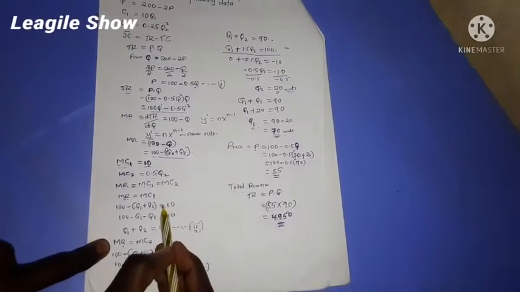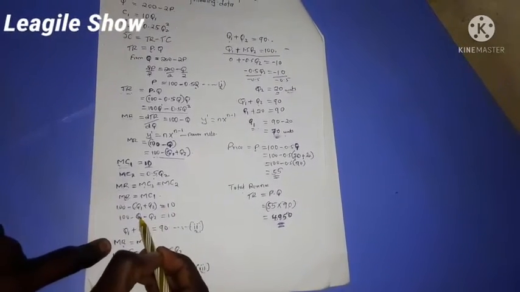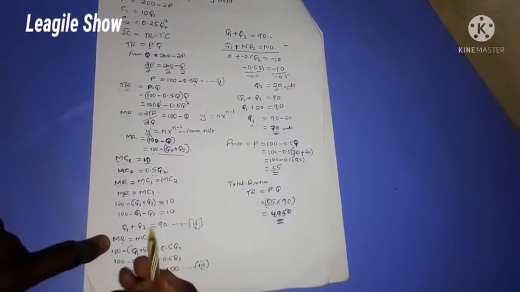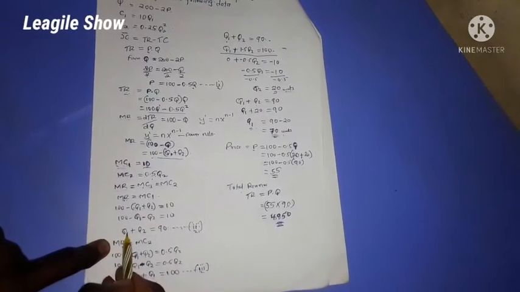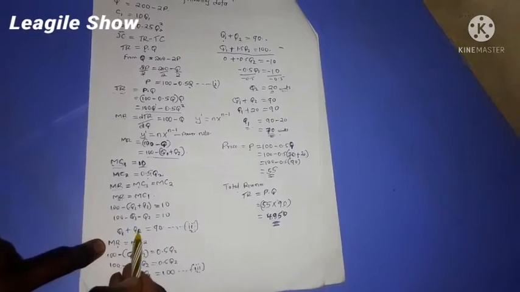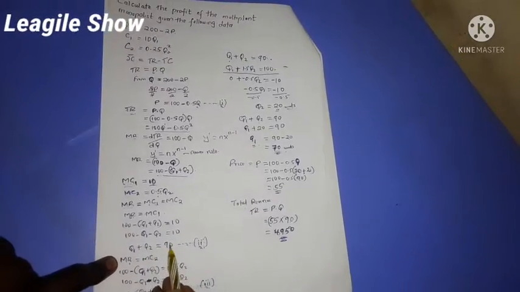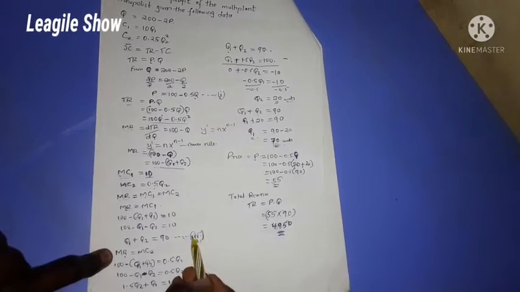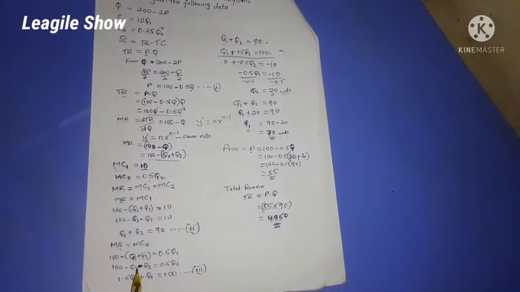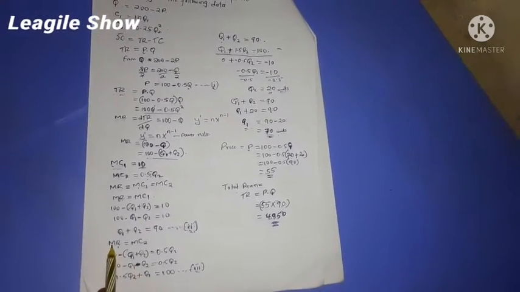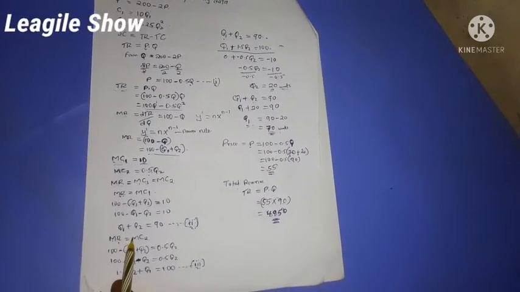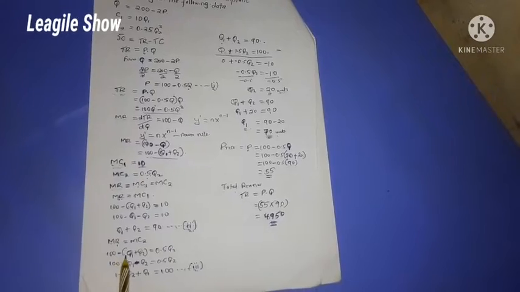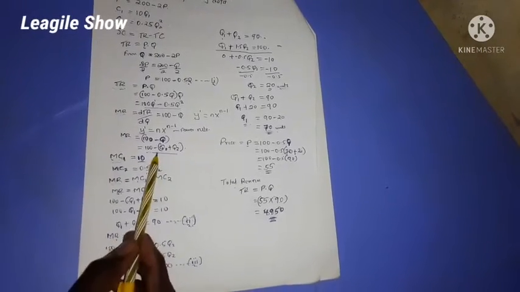By equating the two, doing your calculation, rearranging everything and opening the brackets, we are going to arrive at quantity for the first firm plus quantity for the second firm being equal to 90. And let this be our second equation. Now, marginal revenue is equal to marginal cost of the second firm. You equate still the same marginal revenue, which is here.